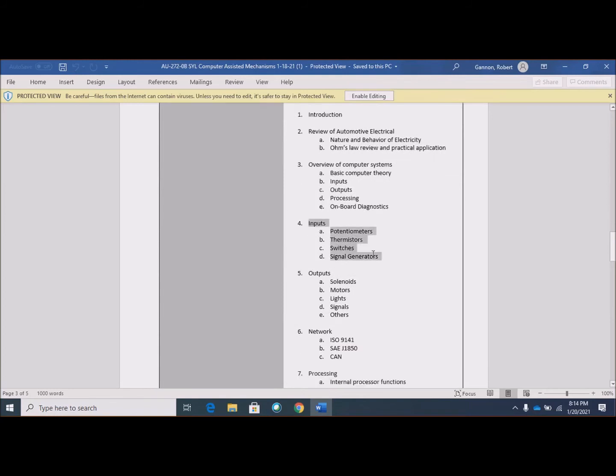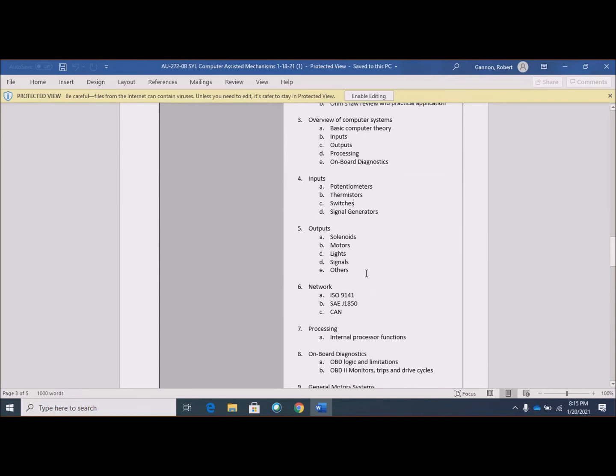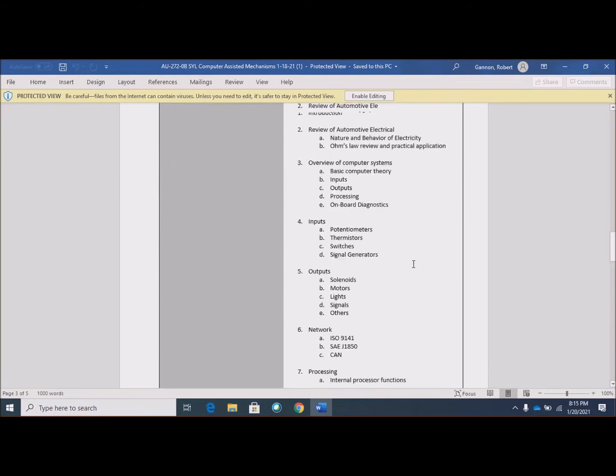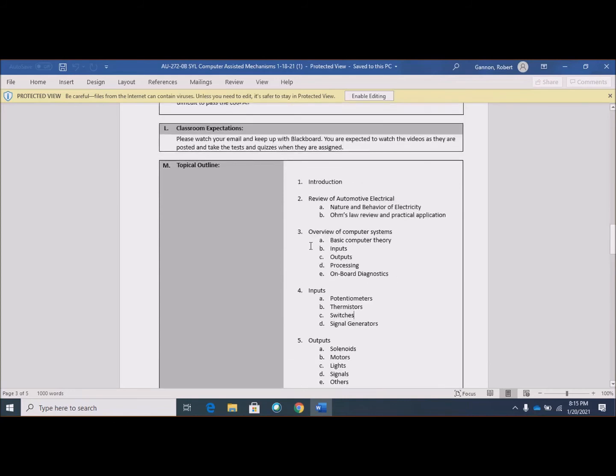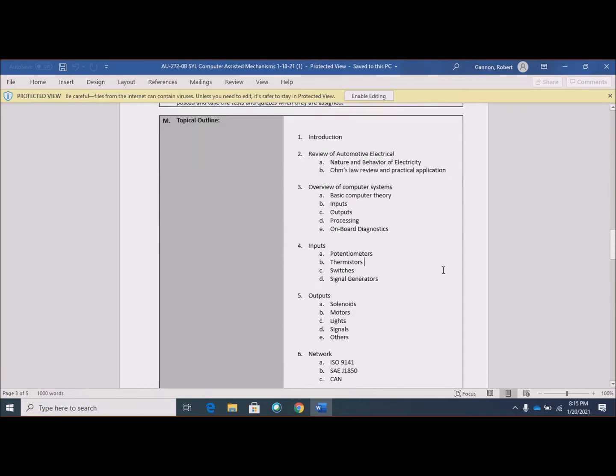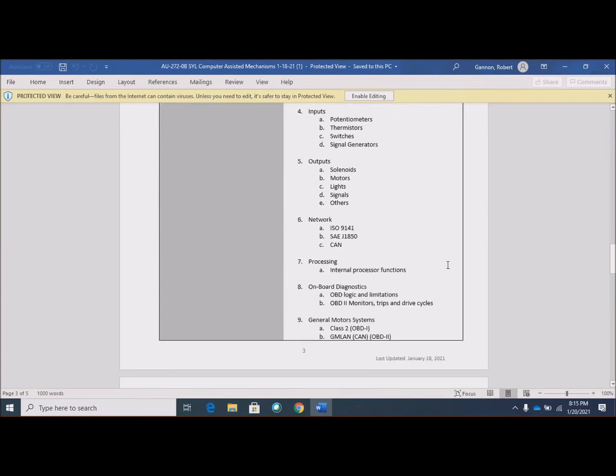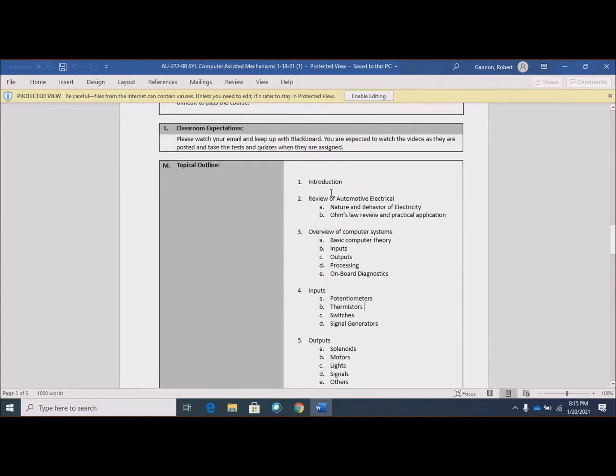But sometimes I spend several weeks on inputs. Maybe several weeks on outputs. So this is not a one-to-one. It doesn't mean that week 2 we'll do this, and week 3 we'll do that, and week 4 we'll do that. Some of these things take less than 1 week. Some of these things take more. So we may cover several things in 1 week, and then on another topic spend multiple weeks on that one topic. So let's just go through it really quick.